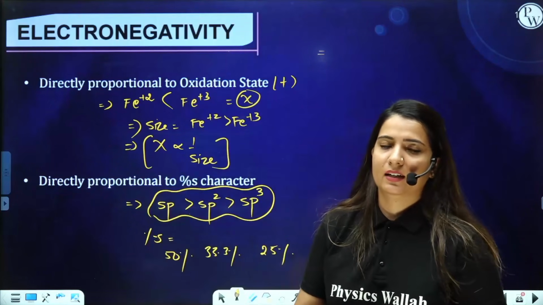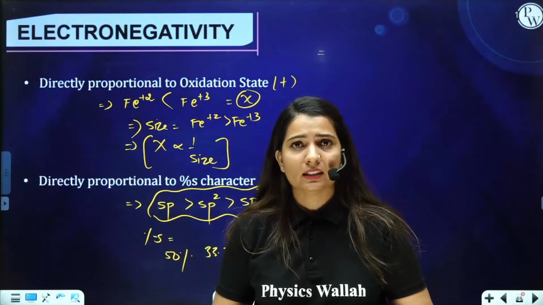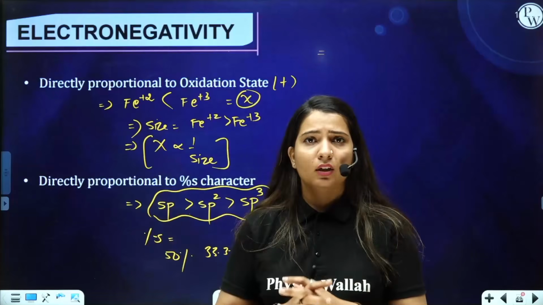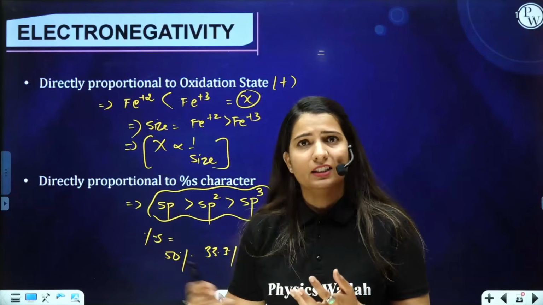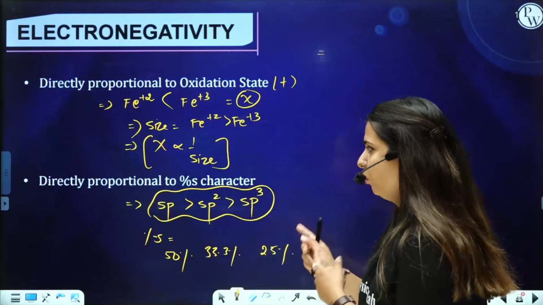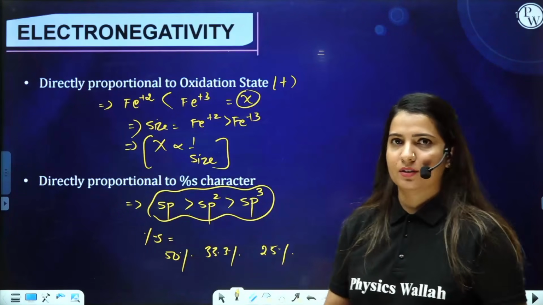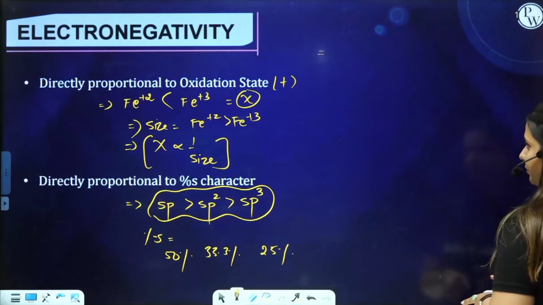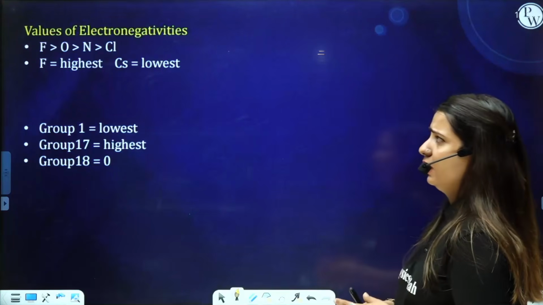More percentage s character means you are nearer to the nucleus. If you are very near to the nucleus, you have the tendency to attract electrons very effectively. So you can relate this point to this explanation. Okay, perfect.